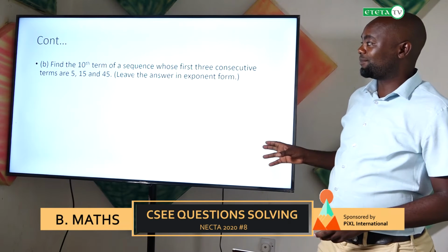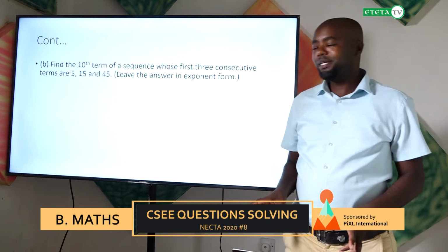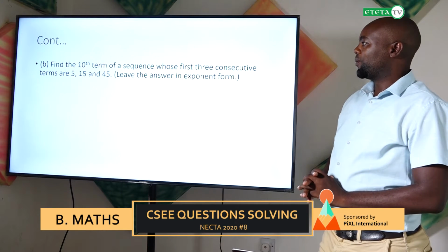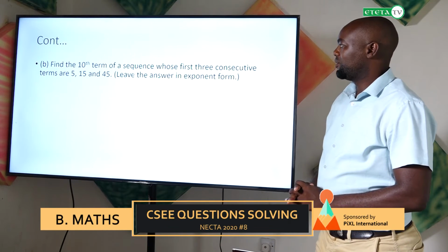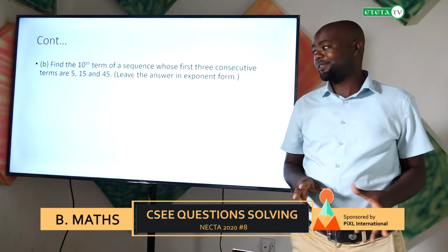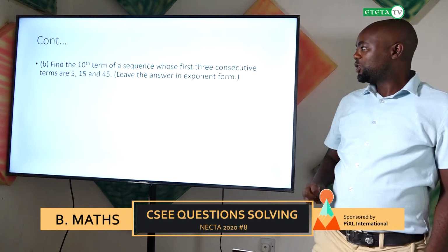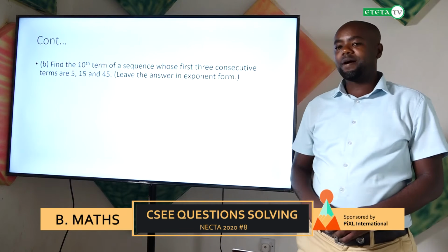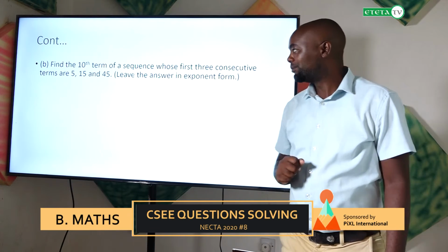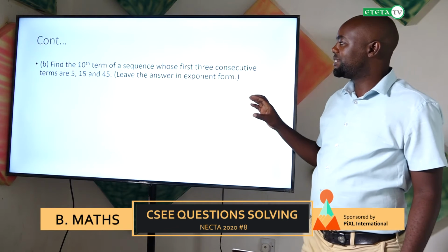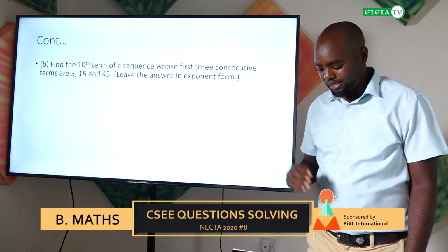So, the same topic, maybe different knowledge here. We're asked to find the 10th term. We are given the first 3 consecutive terms, and you are limited that once you are calculating, make sure your answer is in exponential form. So now you are supposed to determine what information you have been given.